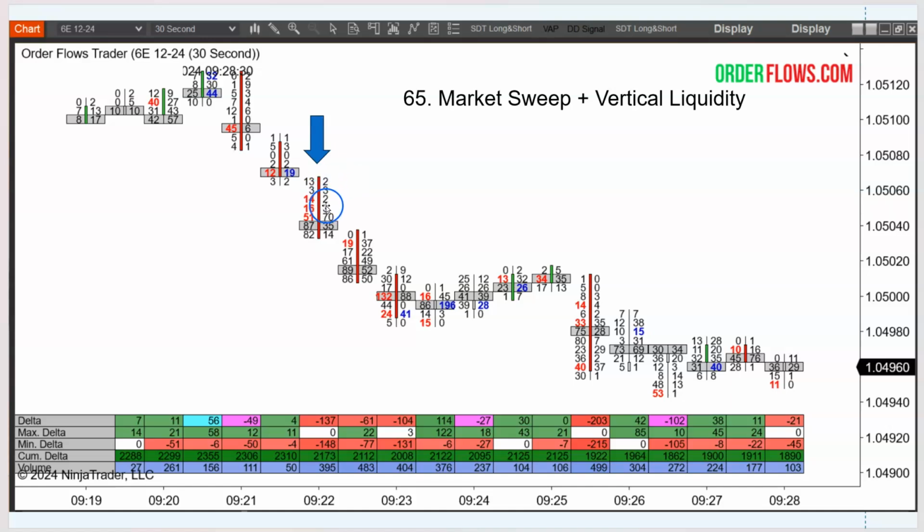So here's your sweep coming in. Here's your vertical liquidity, 50, 87, 82. Okay, so again, vertical liquidity is the market trading through size that you define as bigger than normal size.